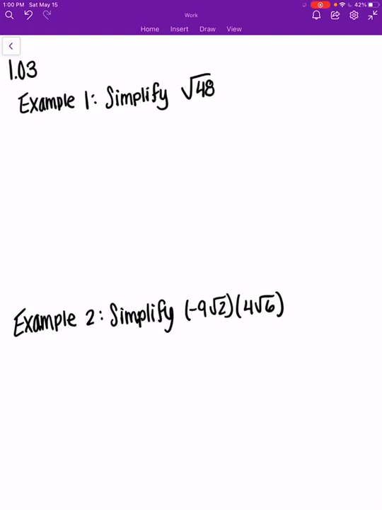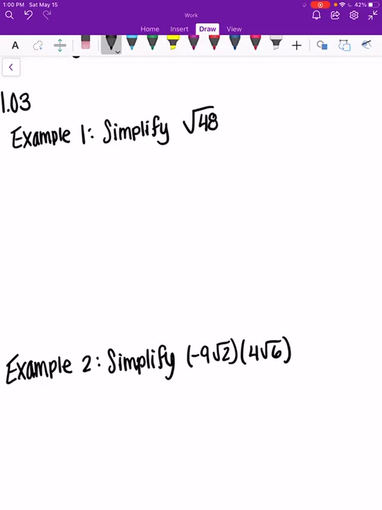All right, example 1 says simplify the square root of 48. So in order to do this, we need to find pairs of numbers that multiply to 48. So what's the first thing that comes to mind when you think of something times something equals 48? I think of 6 times 8. So I broke 48 down into 6 times 8.